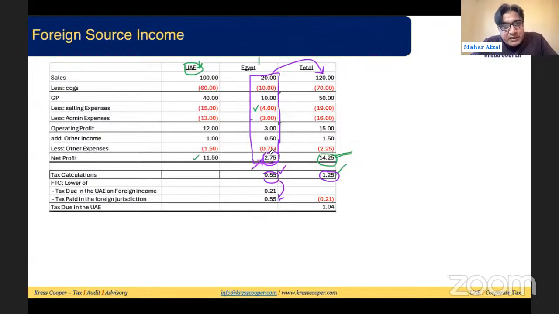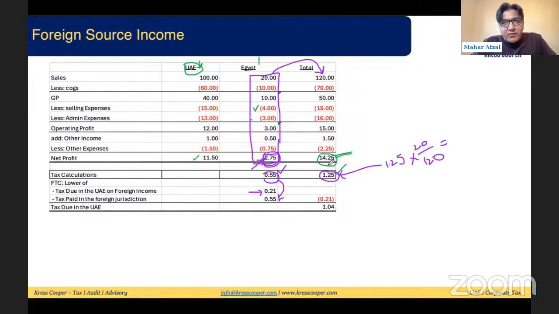The law says, for the tax that you already paid, you need to consider the tax due in the UAE, which is 9% of this income, and use the weighted average method to arrive at the tax due on the foreign source income in the UAE. My tax is 1.25. Applying the weighted average method, how much is the income of Egypt? 20. How much is the total income? 120. 20 divided by 120 applied to 1.25 gives 0.21. So this is the tax due on the foreign source income.